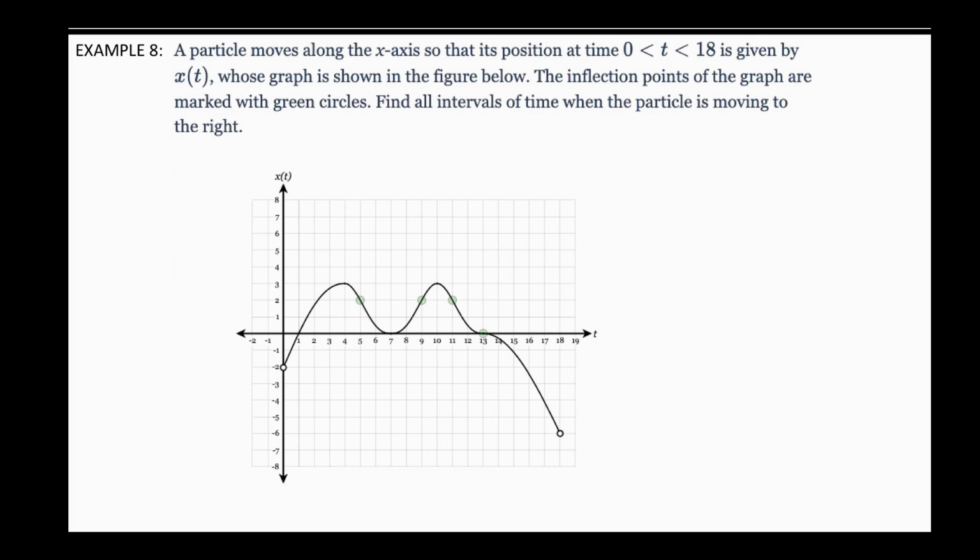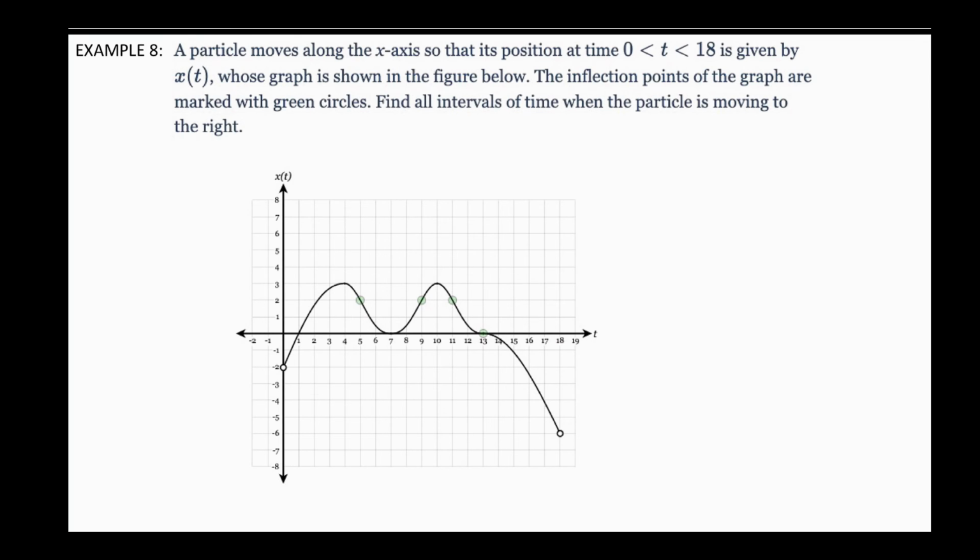Okay, so we got the same graph, x of t, as the last one, right? So we have the position graph. Inflection points are in green again. Find the intervals when the particle is moving to the right. Moving to the right. What the heck does that mean, Rome?